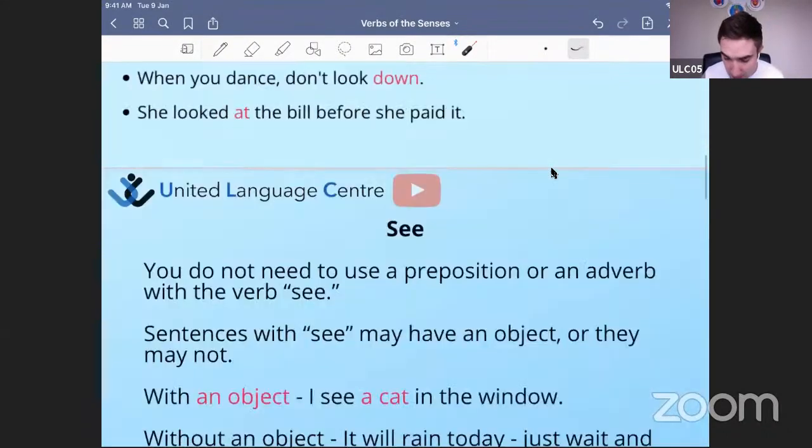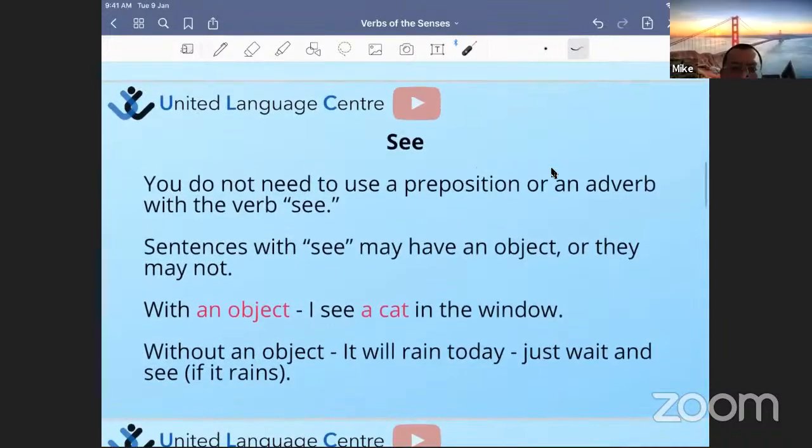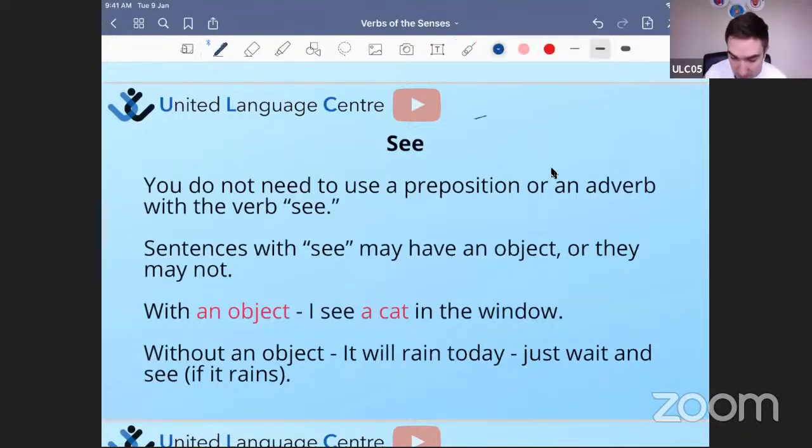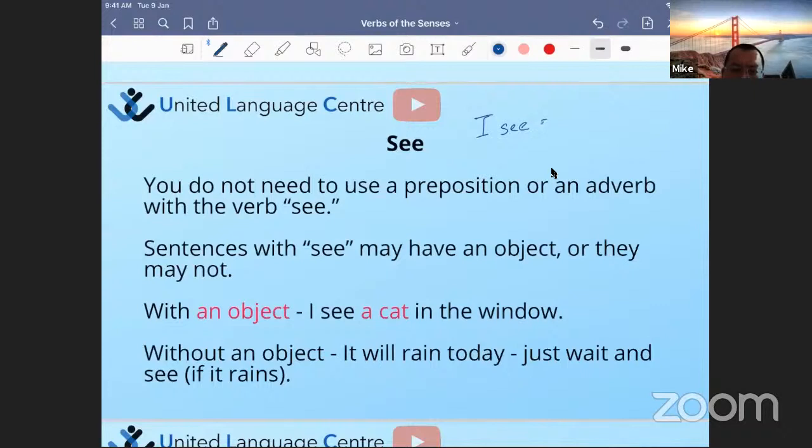And then see. We don't need a preposition or an adverb. See might have an object, it might not. I see a cat. I see a cat in the window. I have to see something, unless we say, I see, which means I understand.